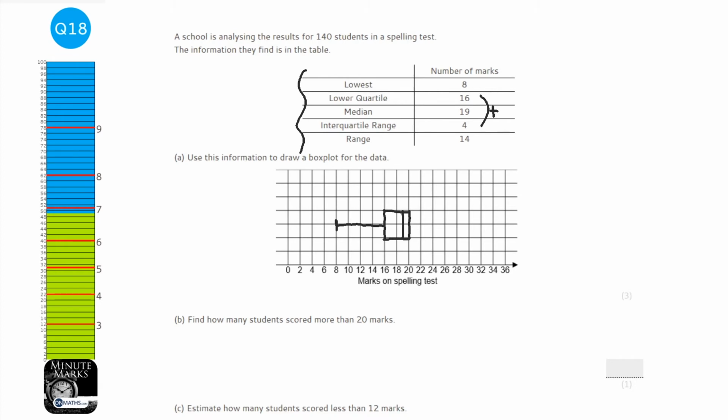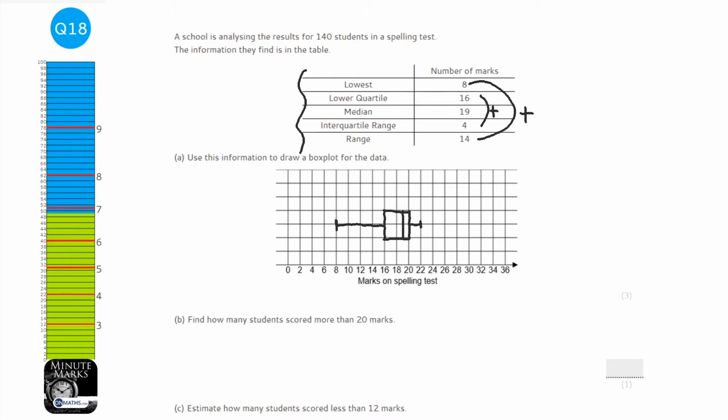Now the range is the biggest, take away the smallest. So if the smallest is 8, then to work out what the highest is going to be, I just get the range, which is 14, and add on to the 8. So 14 plus 8 is 22. So the highest value is at 22. There we go, and that's our box plot. So that's question 1 done.